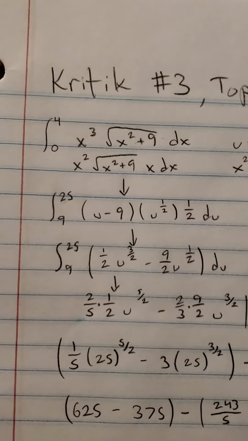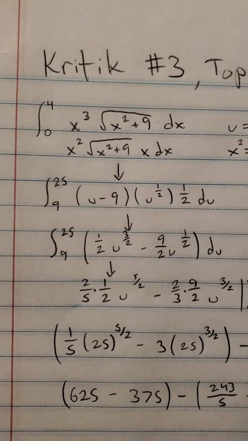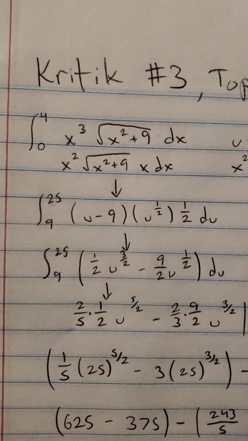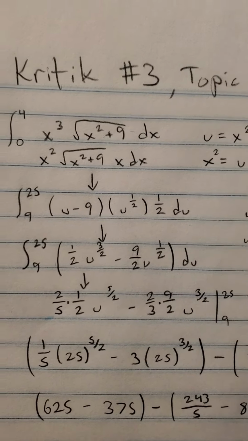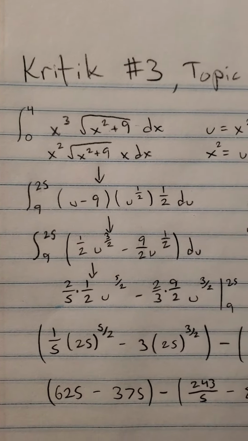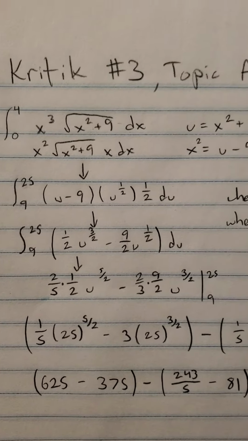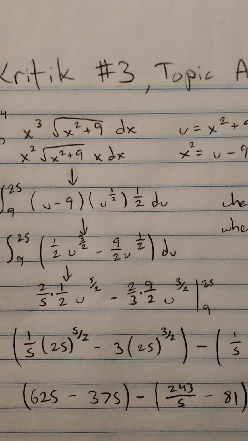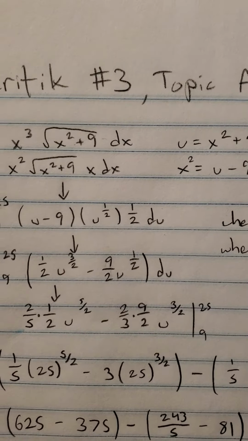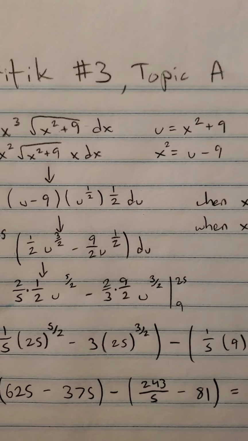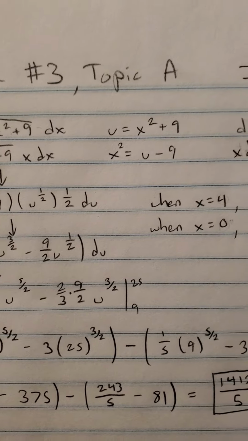So our integral is from 0 to 4 of x cubed times the square root of x squared plus 9 dx. The first thing we're going to have to do is find a suitable u value to substitute in for this. Usually this is going to be an inner function. In this case it's easy to find. It's going to be that x squared plus 9 since that's inside the square root.